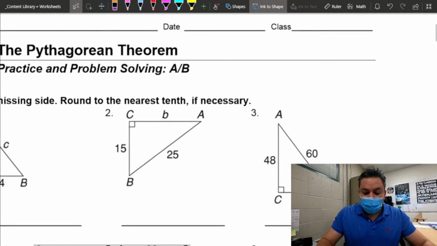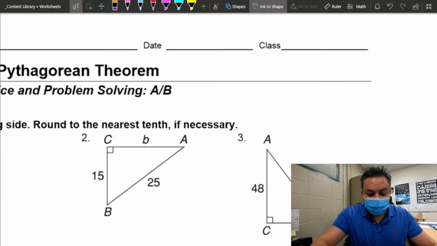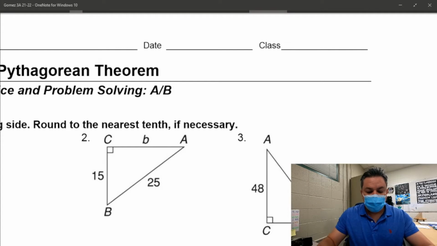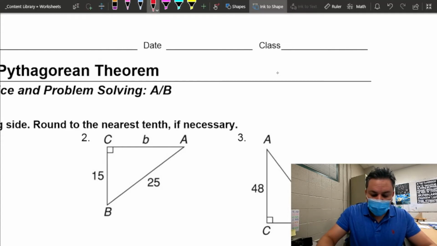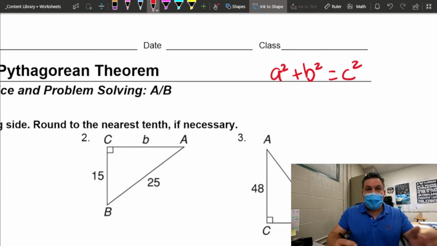Now, the Pythagorean theorem has a formula, and you don't need to memorize it, although I'm pretty sure by the time we're done with this, everybody's going to know this formula by heart. The formula is a squared plus b squared equals c squared. That is the Pythagorean theorem formula. Each one of those letters represents one side of the triangle.